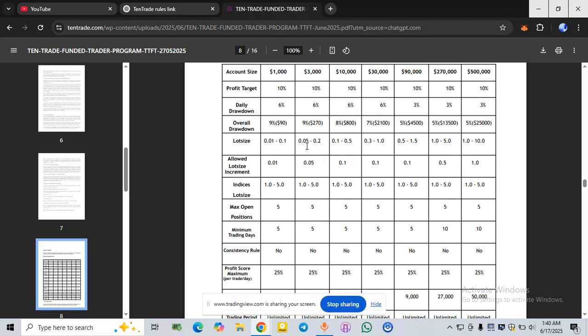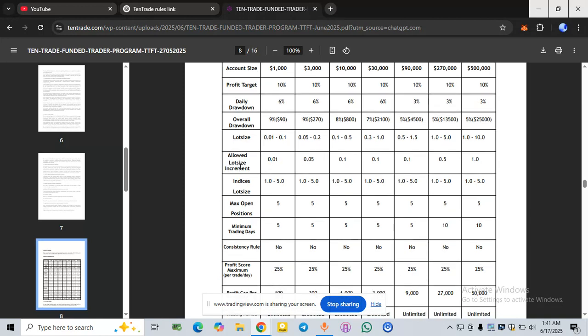So your increments in terms of 3k accounts should be divisible by 0.05. In the 1k account, let's say for example you start trading with 0.01, you want to increase it, you cannot just go from 0.01 to 0.03. For example, you need to increase it by 0.01. So it's the same thing, different figures, the same system with every other account. So that's basically what that allowed lot size increment simply means.